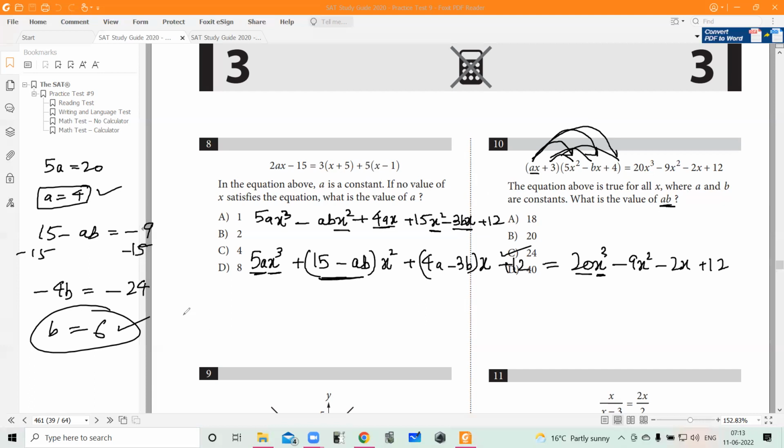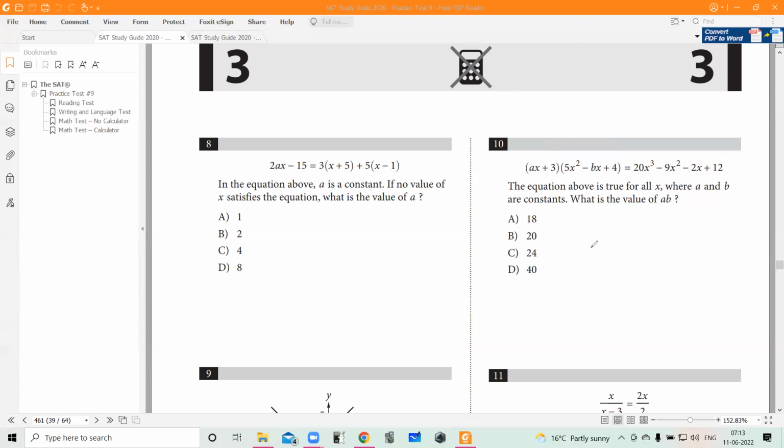And then, or else you're having ab here, so you don't need to even calculate a. Subtracting 15 from both sides, you'll be getting negative ab equals negative 24. That means ab is 24. Yeah. So that can also be done, directly comparing the things.